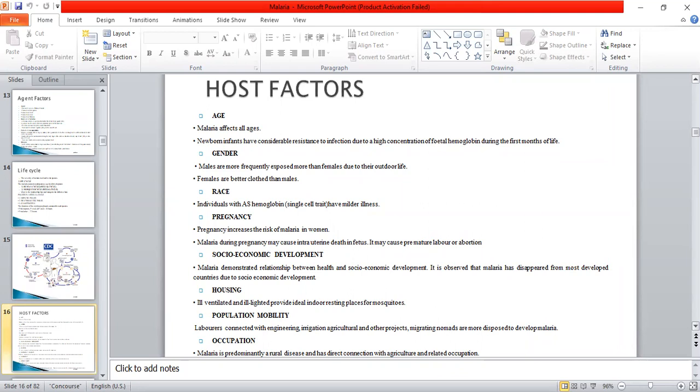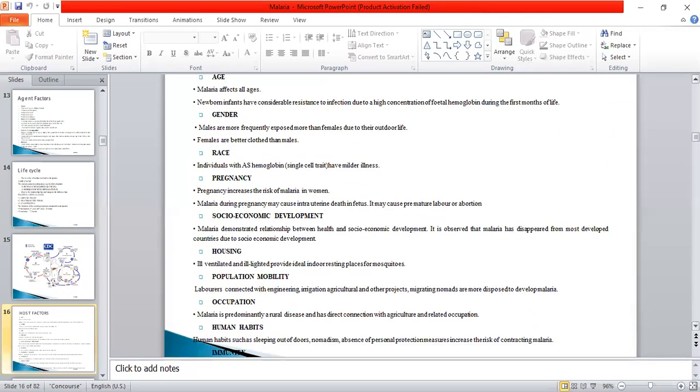Socioeconomic development: malaria is directly related to socioeconomic development. It is observed that malaria has disappeared from most developed countries due to socioeconomic development. Houses: it is most common in ill-ventilated and ill-lighted houses, which are ideal for resting and breeding of mosquitoes. Population mobility also affects laborers connected with engineering, irrigation, agriculture, and other projects. Migrants are more disposed to developing malaria.